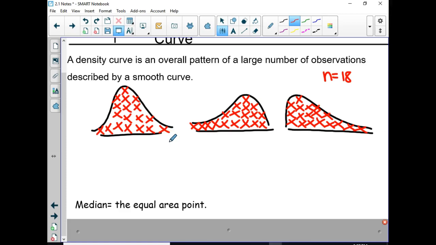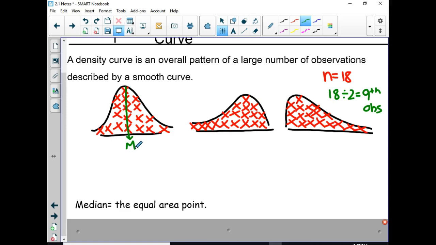What do I mean by that? Well, I have 18 x's. That means there are 18 observations. I know that 18 divided by 2 is going to give me 9. That means the median is the 9th observation. So moving from left to right, because it's a number line, I'm going to count 1, 2, 3, 4, 5, 6, 7, 8, 9. My median is here, so I'm going to draw a line. This is the median, the equal area point.